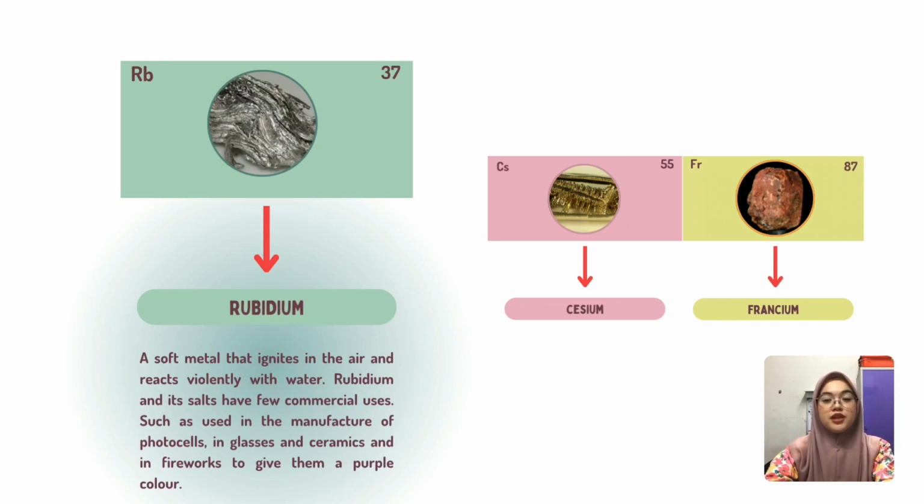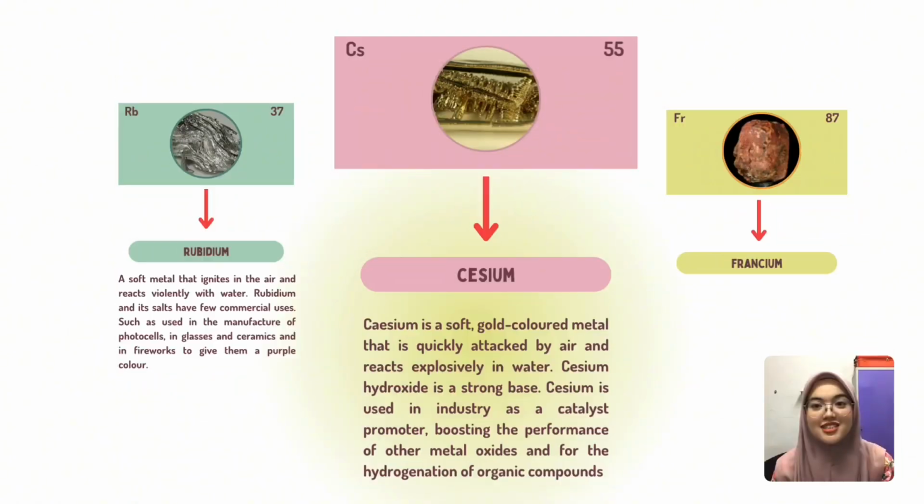Rubidium. Rubidium is a soft metal that ignites in the air and reacts violently with water. Rubidium and its salts have several commercial uses, such as in the manufacture of photocells, glasses and ceramics, and in fireworks. Cesium. Cesium is a soft, gold-colored metal that is quickly attacked by air and reacts explosively in water. Cesium is used in industry as a catalyst promoter and for the hydrogenation of other organic compounds.